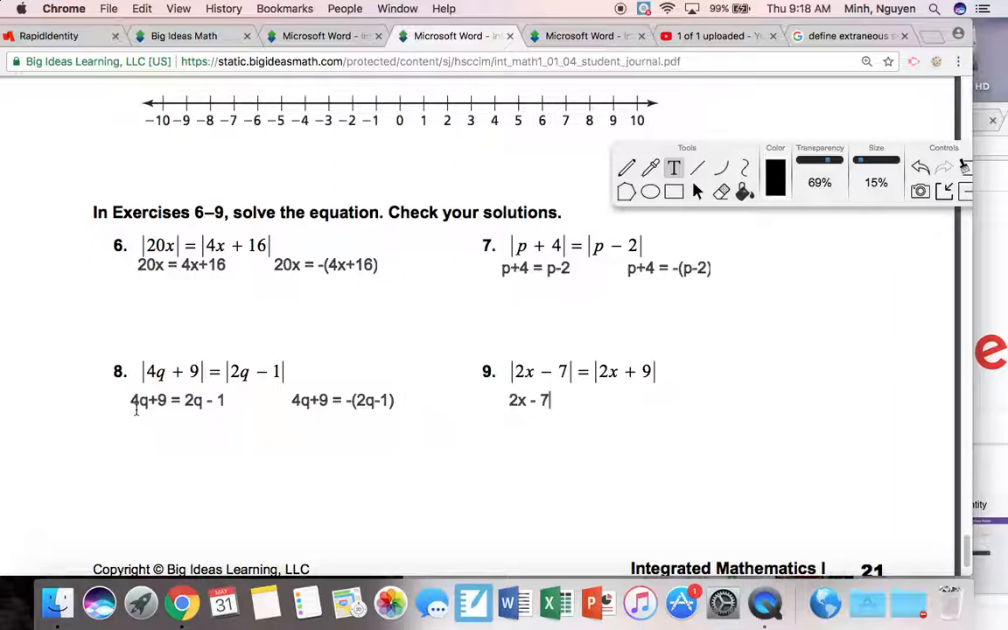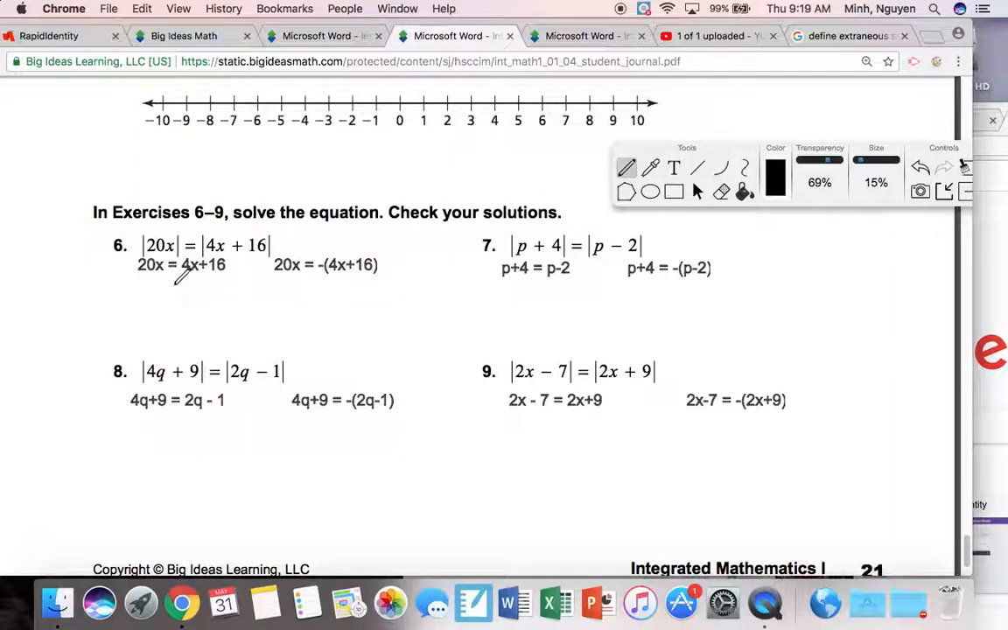2x minus 7. Just as a heads up, for these problems you're going to see extraneous solutions. We'll check our work and see what comes up. Negative 2x plus 9. Whew. 2x plus 9. Okay, so that's that.